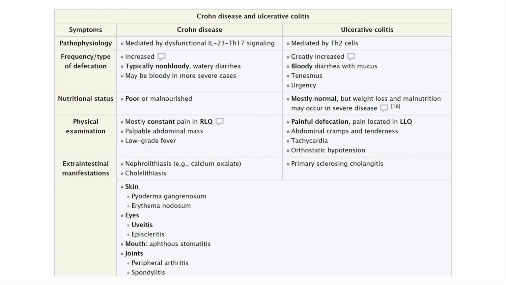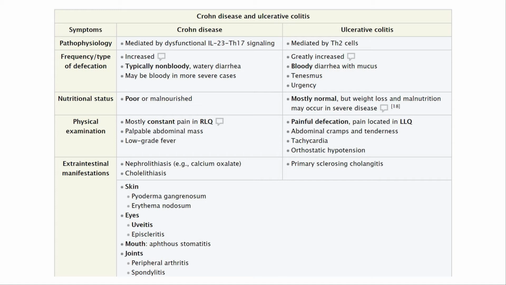In Crohn's, you'll have poor nutrition, and in UC, you'll be okay. In UC, you get more bowel symptoms in terms of bloody diarrhea with mucus. The pain of Crohn's is on the right and the pain of UC is on the left, which you can remember because the rectum is on the left.